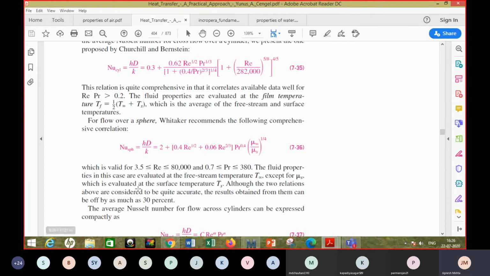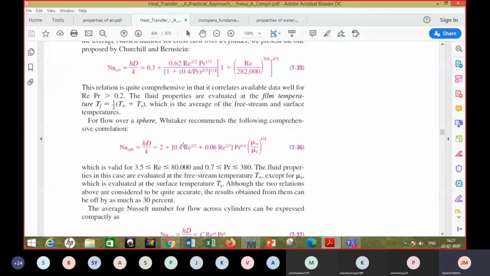The fluid properties in this case are evaluated at free stream temperature T infinity, except mu s, which is evaluated at surface temperature Ts. So this is a very important statement. When you use this correlation, the Whittaker correlation for the spheres, you will find all these parameters, Reynolds number and Prandtl number and mu infinity, at the fluid temperature, right? Not at the mean film temperature. And mu s will be found at the surface temperature.